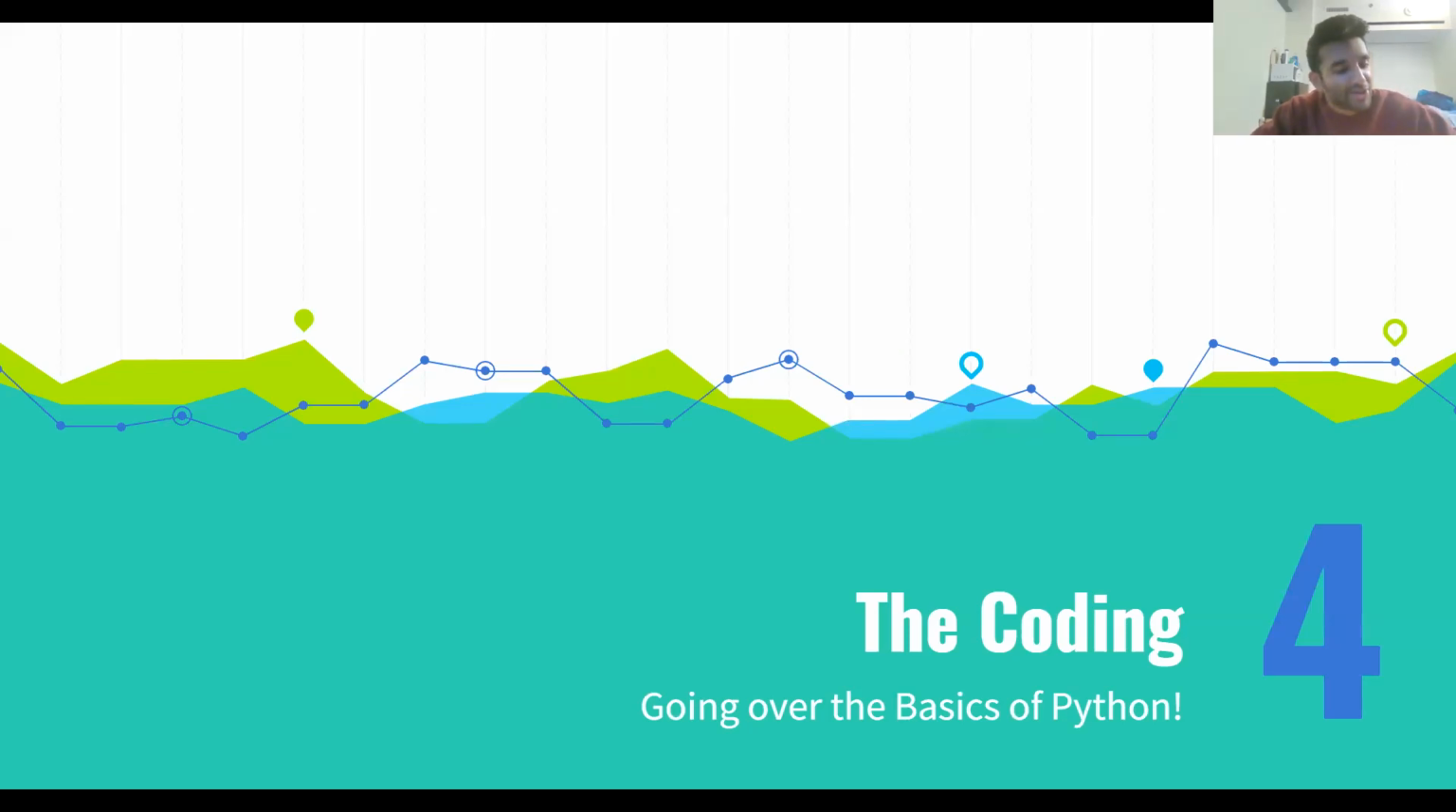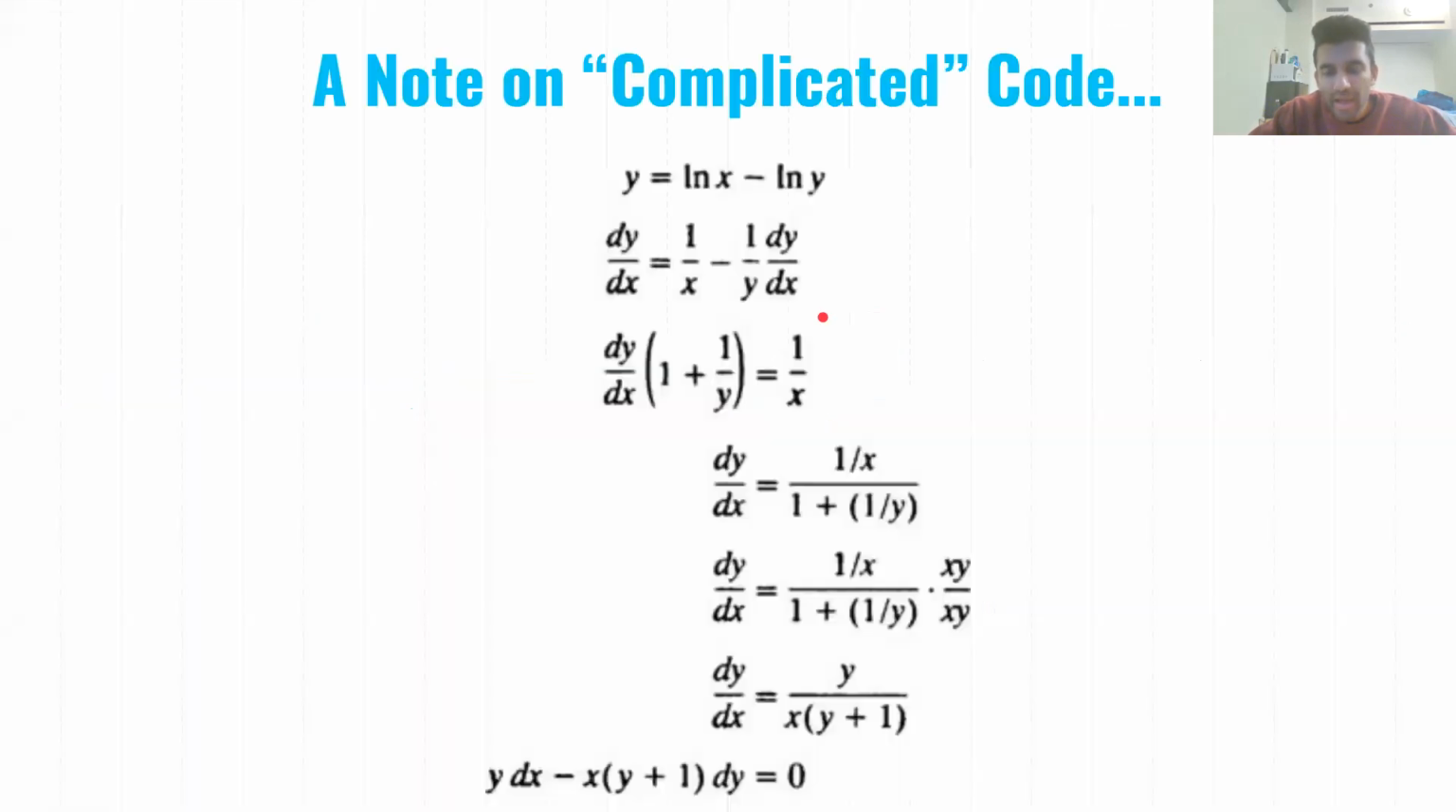So we're almost done here. The workshop's actually taking a lot quicker than I anticipated, which is great. But now we're going to go over the coding and the basics of Python. Before we go into all of this detail, I want to make a note on complicated code. So I'm going to make an analogy with math.